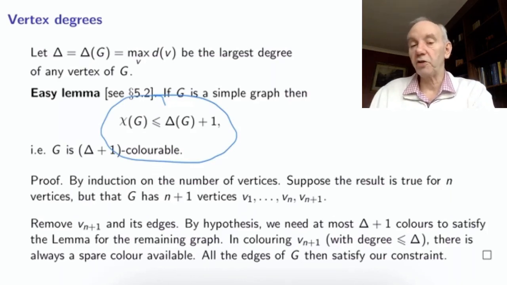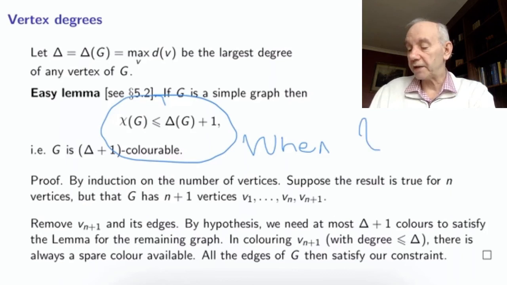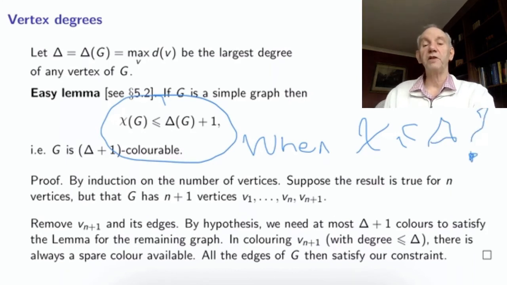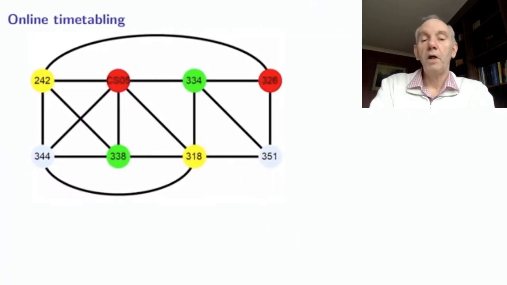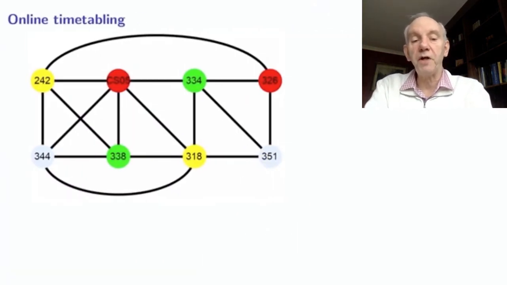And the question we're going to ask ourselves for the rest of this week is, when is it true that the chromatic number is actually less than or equal to delta rather than delta plus 1? That's the key question which I want to address. When is it true that we can do better than the lemma? Okay, one final application in this video. We'll start addressing that question in the next video.